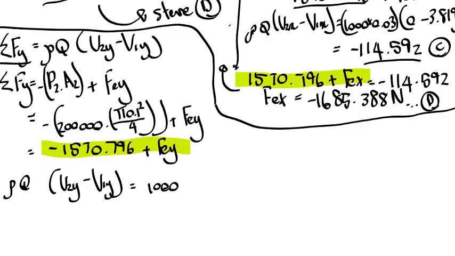So we're working with the right hand side of the equation now. So it will be 1,000 times the discharge, 0.03. Put that in brackets for yourself. And V2y. Now let's check.